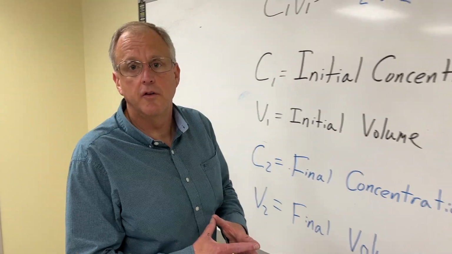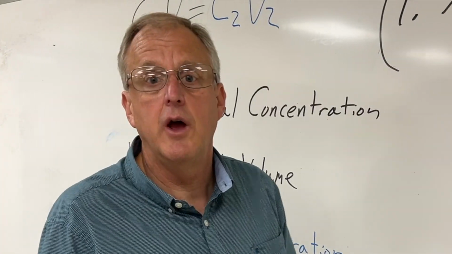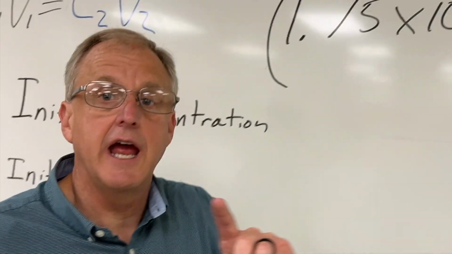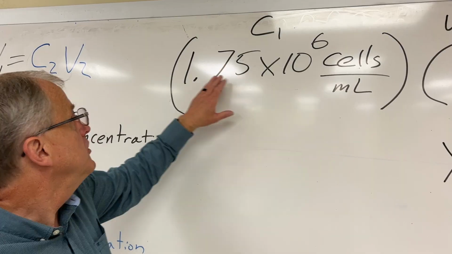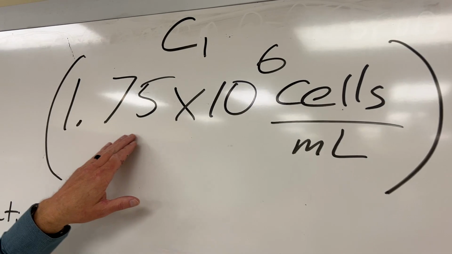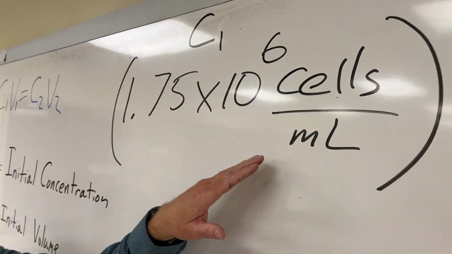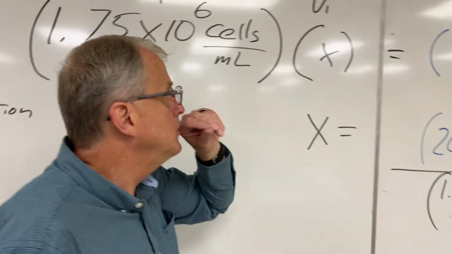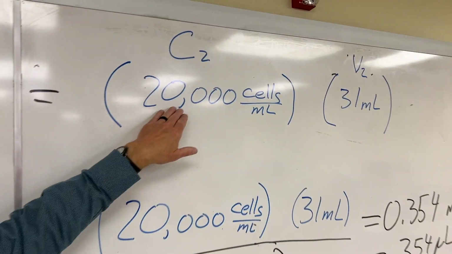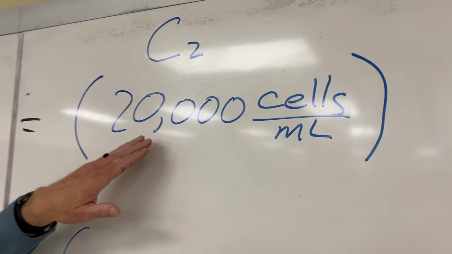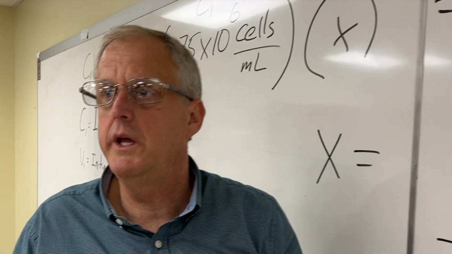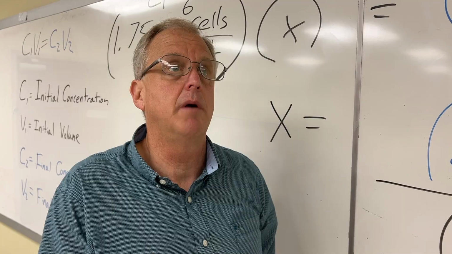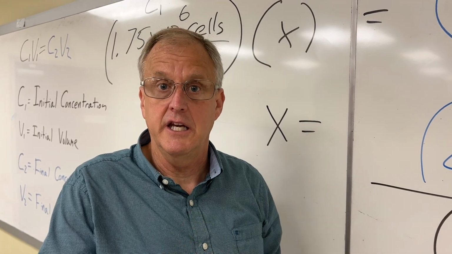Let's just say you've harvested your cells and you have a nice big conical tube full of cells at a concentration, after you've counted the cells, of 1.75 times 10 to the 6 cells per mil. In other words, 1.75 million cells per mil. And then you have to place a final concentration of 20,000 cells per mil, but we have, say, 30 different flasks that we want to put it in. I want to add 1 mil into each flask.